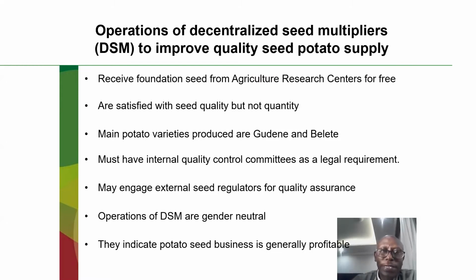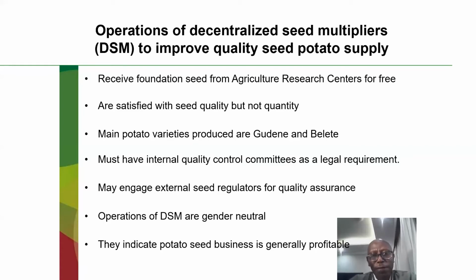How do the decentralized seed multipliers operate? As mentioned before, DSMs may either operate as individuals or as seed cooperative groups. Usually they receive foundation seed from agricultural research centers for free. They don't pay for it. The farmers say they are satisfied with the seed quality but not the quantity delivered. And the main potato varieties produced are Gudeno and Belete, either or both.